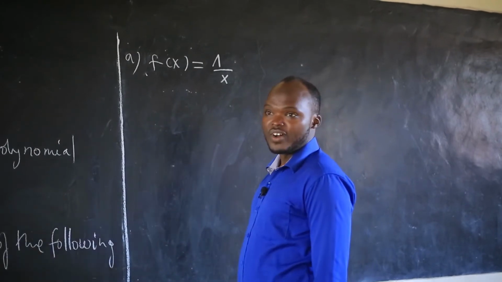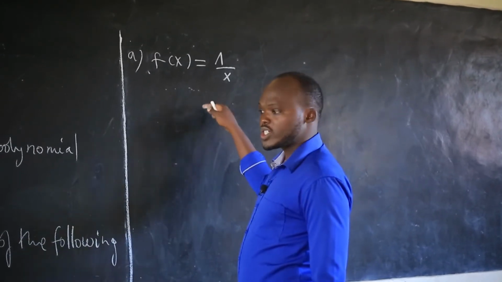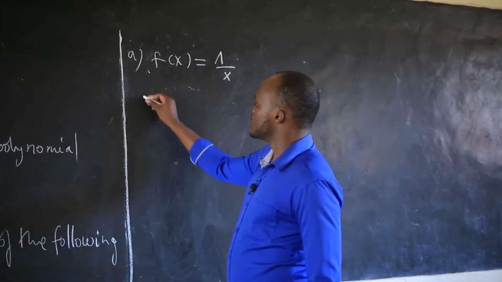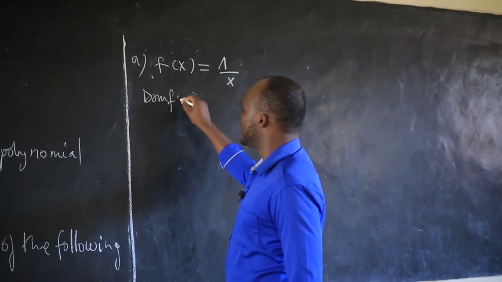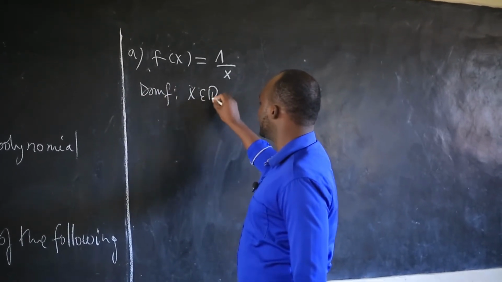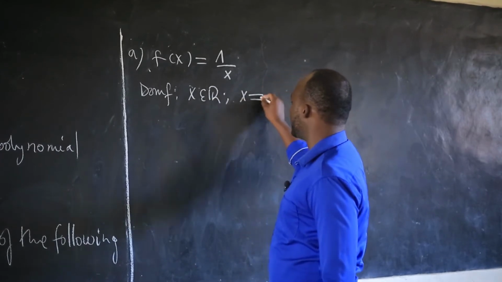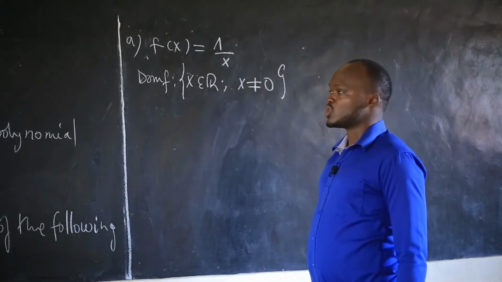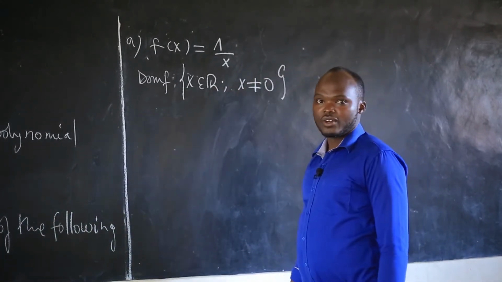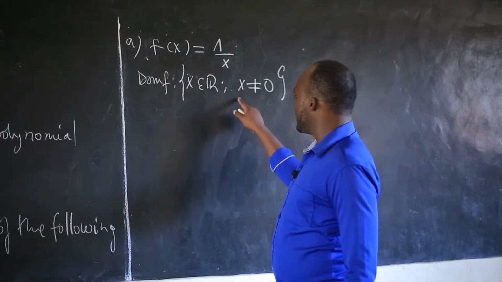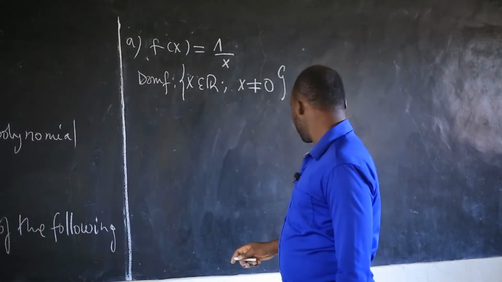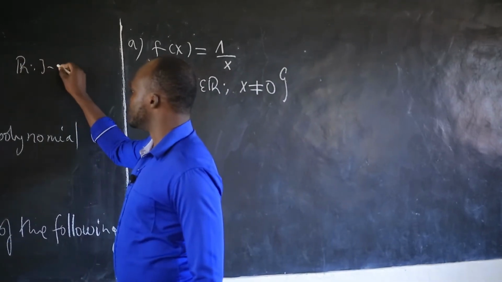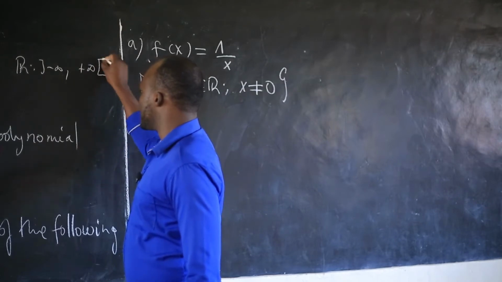We're going to find the domain of this function. This is our function. It is in the form of a fraction where we have a numerator and denominator. So for the domain, dom f, we have to say that x is a member of the real numbers such that x must be different from 0. That's the condition. When we say a real number, we mean from negative infinity to positive infinity.